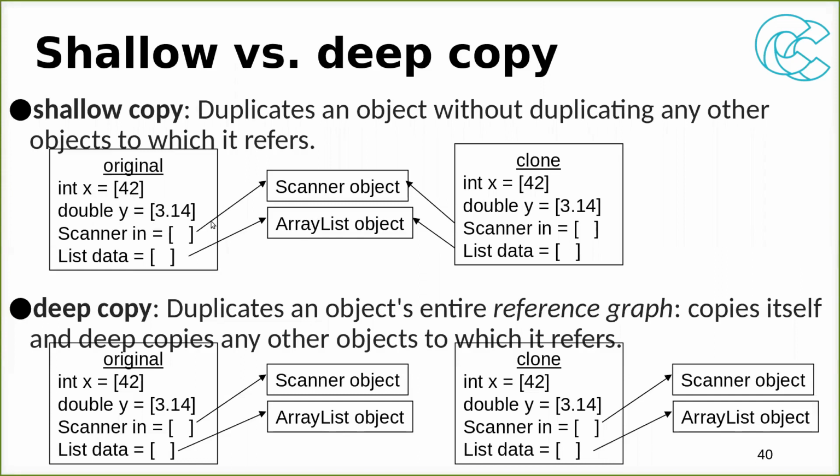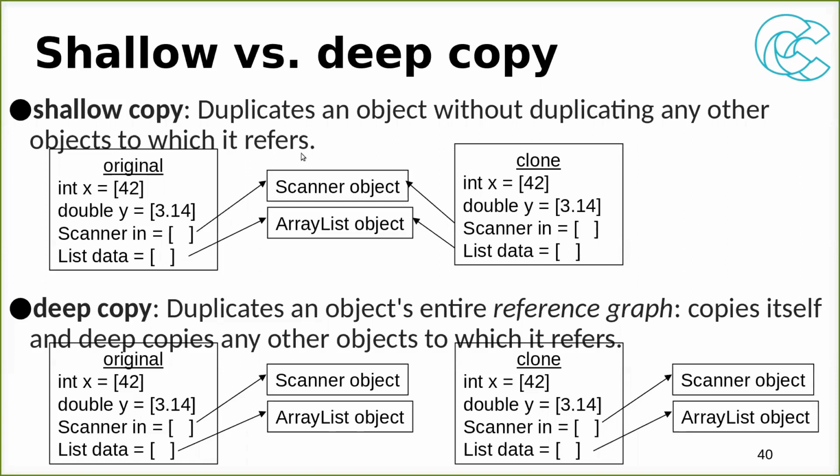So if it is primitive data types, it will make duplicates of it, and it's okay. Because like I said earlier, the way it creates these duplicates is by the assignment operator, right? So it will simply say, let's say, clone.x equals original.x, and clone.y equals original.y. And in the same way, it will say clone.in equals scanner.in, and clone.data equals original.data. Right? So it will make these assignments. So if you do that, then for the last two cases, it will be copying the reference, right?